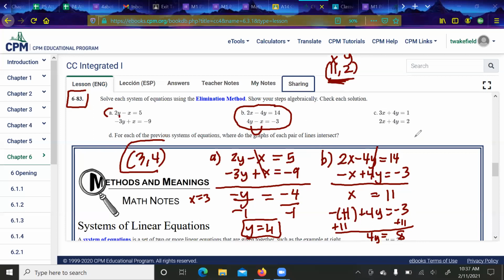Okay. All right, let's try C. One person's already done with C. So go ahead and try C. That one's not too bad. Yeah, go ahead and try that. I'll give you a minute to work it out. If you're done with C, you can go on to 84. That's the last one I think we're doing.